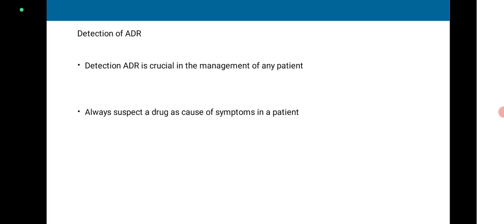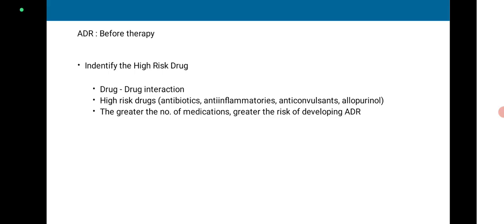Why is the detection of an ADR important? Detecting an ADR is crucial in the management of any patient. Always suspect a drug as the cause of a symptom in a patient. Now, what are the factors which help us in identifying an ADR? What are the factors that need to be kept in mind while treating a patient or while reviewing a patient for the occurrence of an ADR?